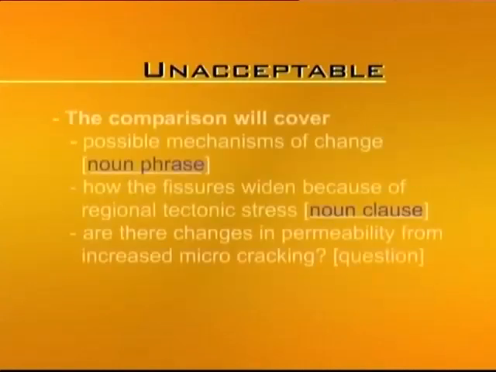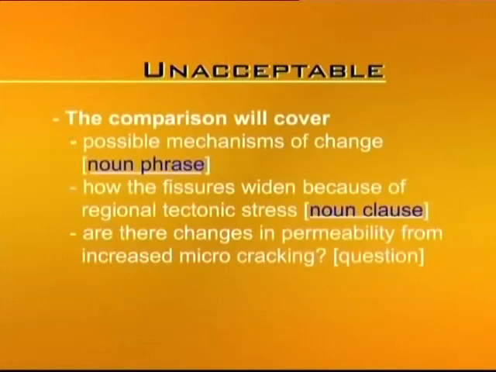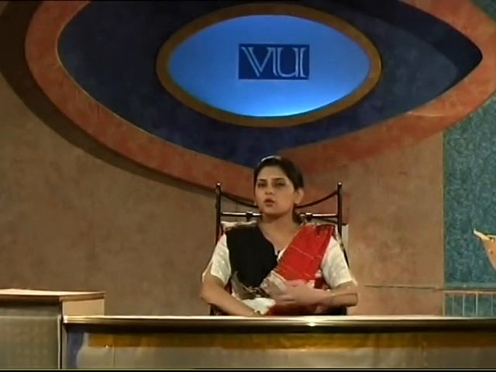Similarly, it would be unacceptable to say: the comparison will cover possible mechanisms of change. This is a noun phrase. How the fissures widen because of regional tectonic stress. This is a noun clause. And are there changes in permeability from increased microcracking? This is a question. Now, when you're listing three different things, then again you will need to make sure that all the three different elements are parallel in structure. You cannot have one noun phrase, one as a noun clause and one as a question.